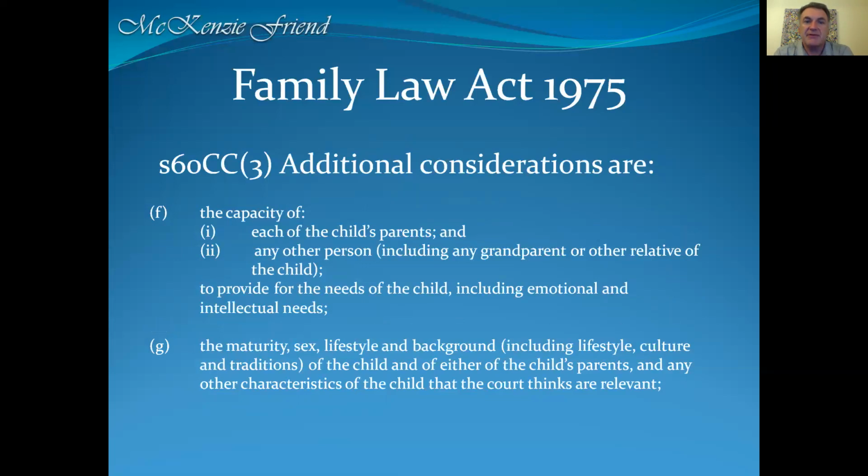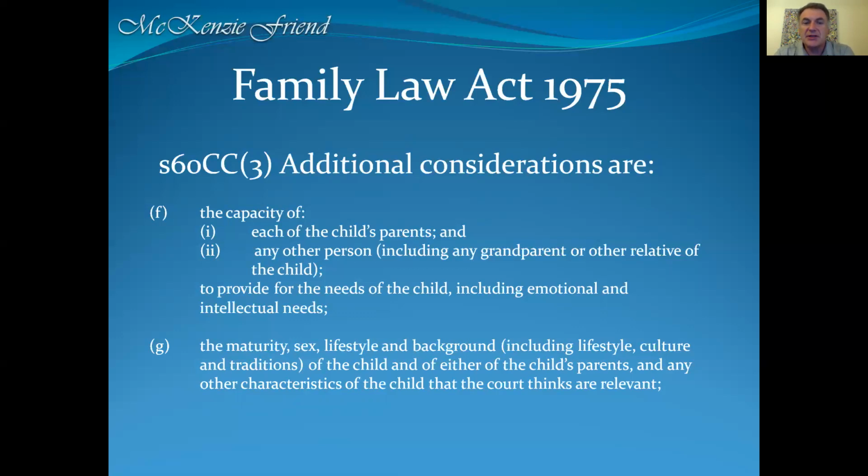Also, F, which means the capacity. The capacity of each child's parents and any other person, including grandparent or relative, of the child, to provide for the needs of the child, including emotional and intellectual needs. This capacity can also relate to the ability to financially provide support, and also if one of the parents has, say, substance abuse, alcoholism, or mental issues.